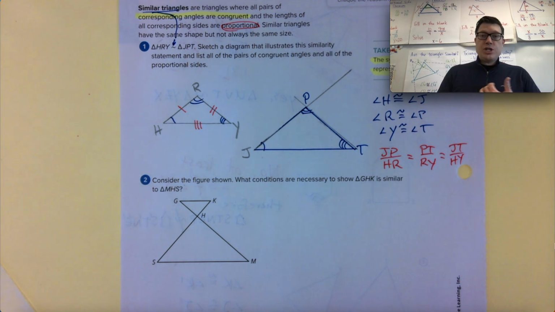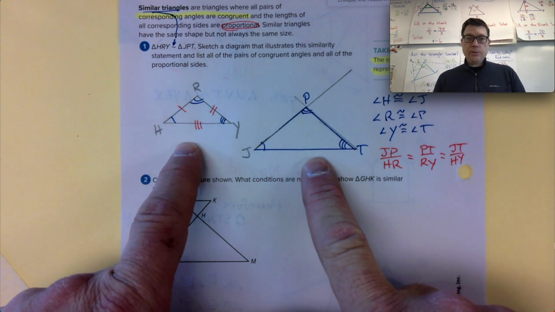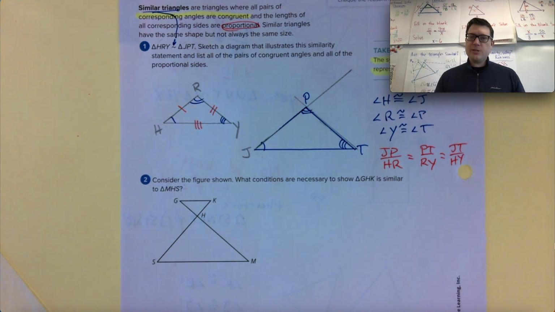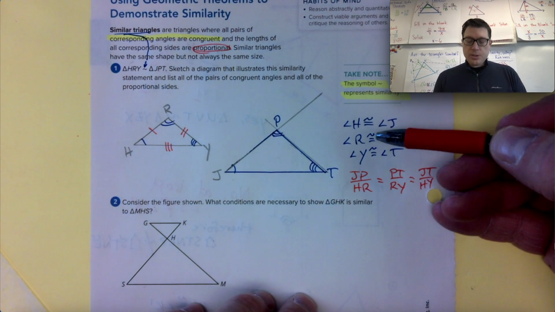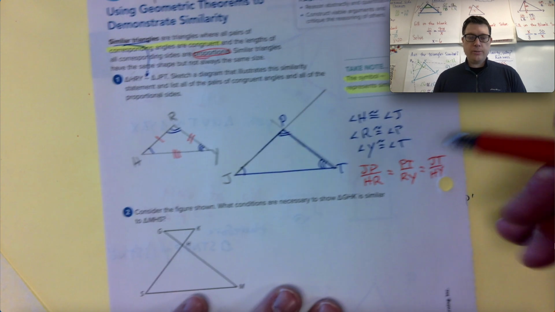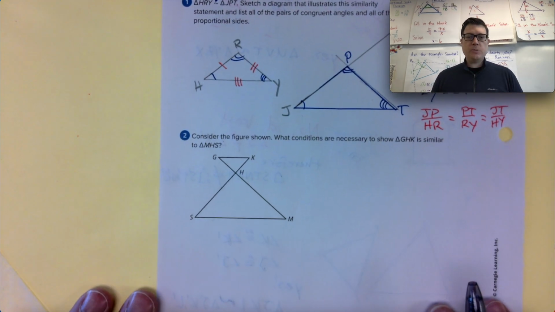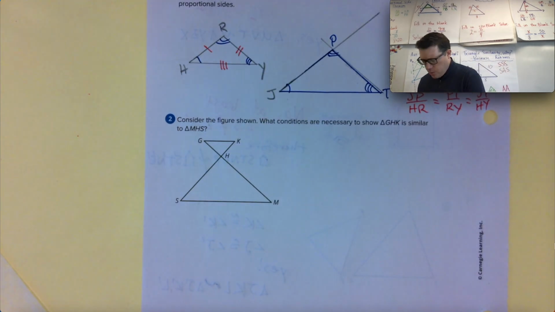I've sketched two triangles. They're similar. They're not congruent. One is a different size than the other one. But we do acknowledge they have congruent angles and sides that are in a proportion. Let's take a look at number 2, the last question on this page now. Some questions along the way as they get there.